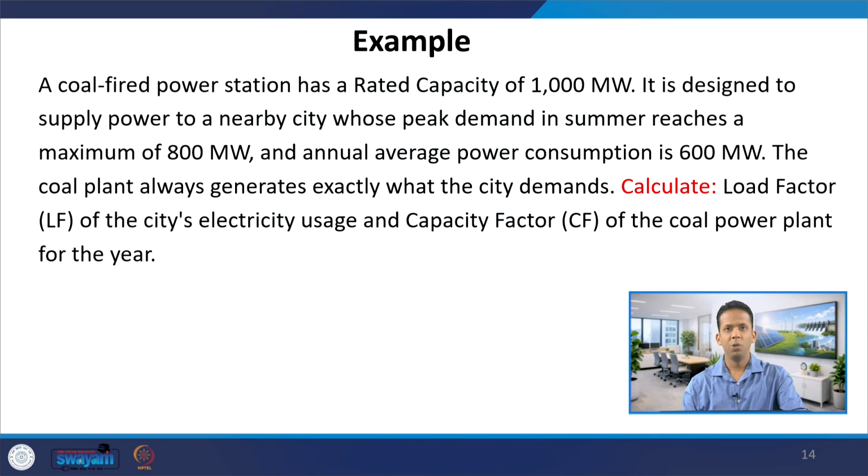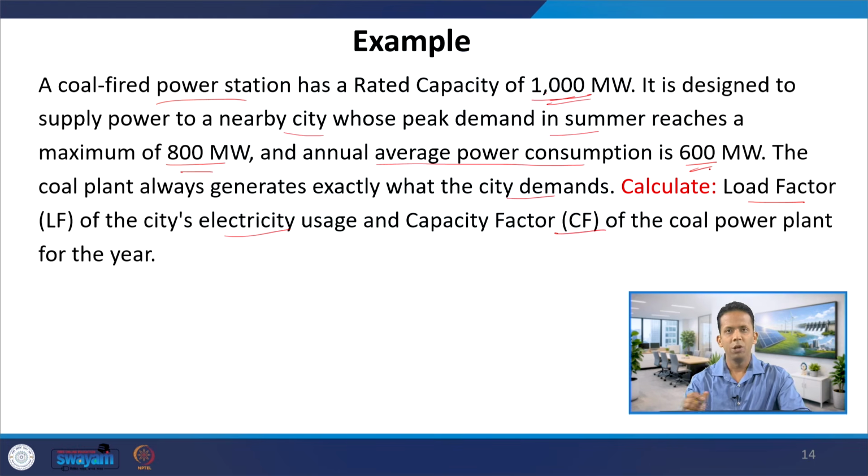Let's take one numerical example where we have these combined concepts of load factor and capacity factor. A coal fired power station has rated capacity 1000 megawatt. It is designed to supply power to a nearby city whose peak demand in summer reaches a maximum of 800 megawatt. So we have peak demand 800 megawatt, rated capacity 1000. Annual average power consumption is 600. The coal plant always generates exactly what the city demands. Calculate the load factor of the city's usage and the capacity factor of the power plant for that year.